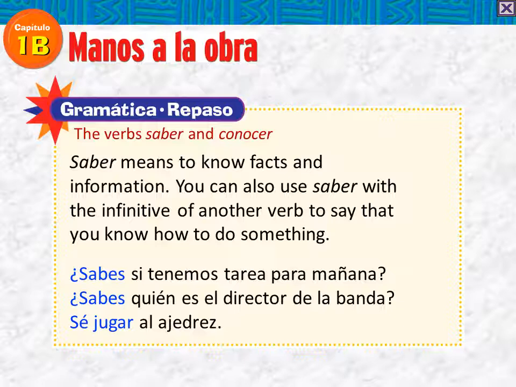So take a look at these examples on the slide. ¿Sabes si tenemos tarea para mañana? Do you know if we have homework tomorrow? So that's asking, do you know that information? ¿Sabes quién es el director de la banda? Do you know who the leader of the band is? Again, more information. And then the last one, sé jugar al ajedrez. So that's what I was talking about before, saying how to do something. Saber conjugated plus the infinitive, nothing fancy in between.